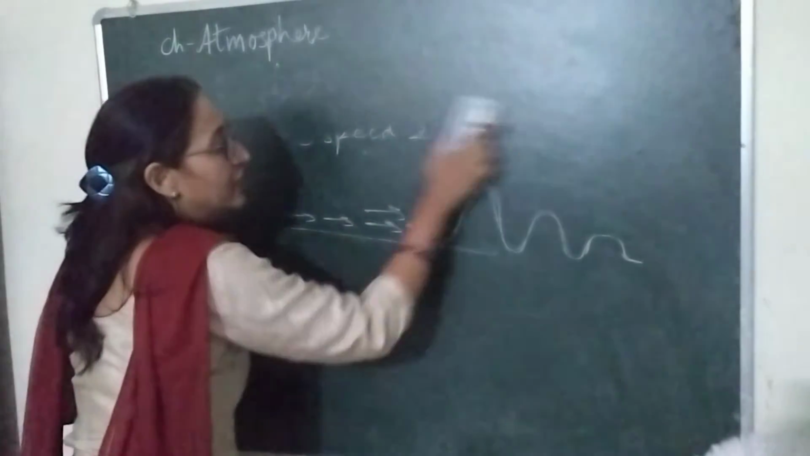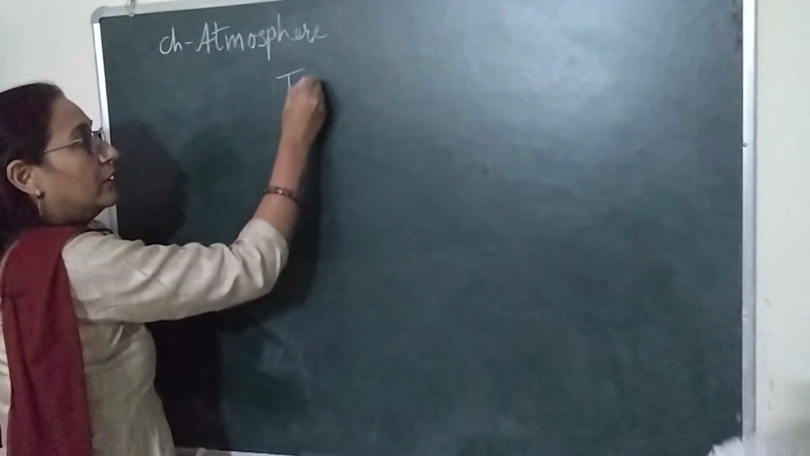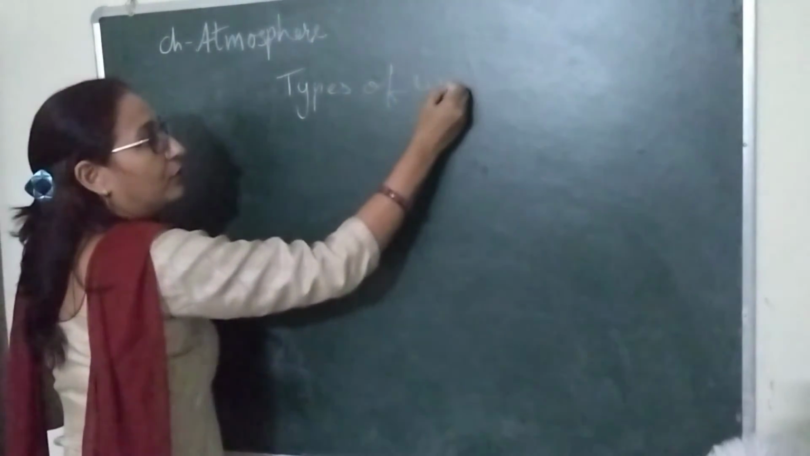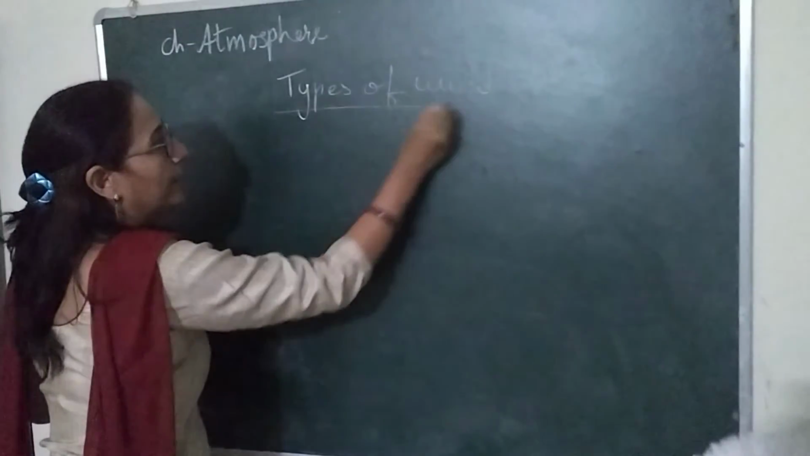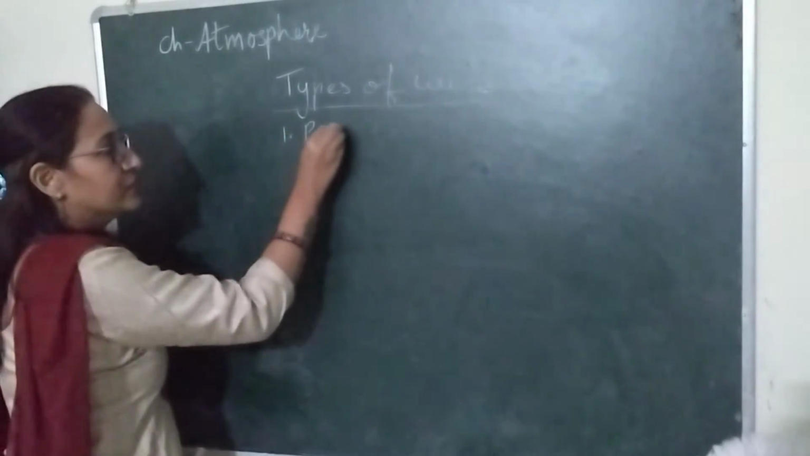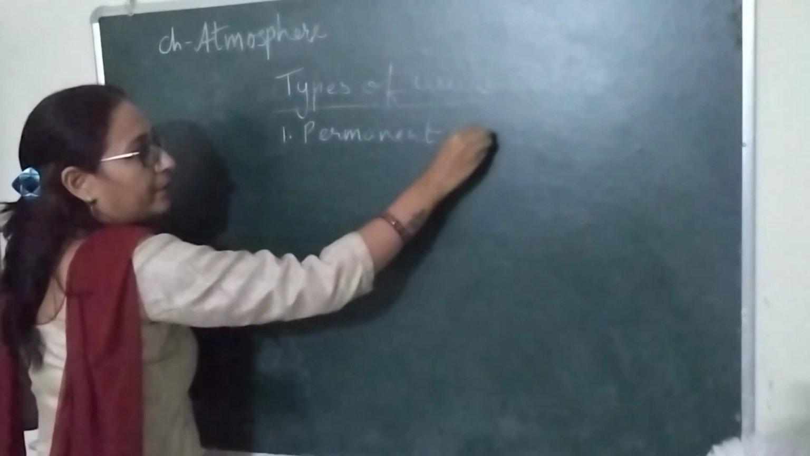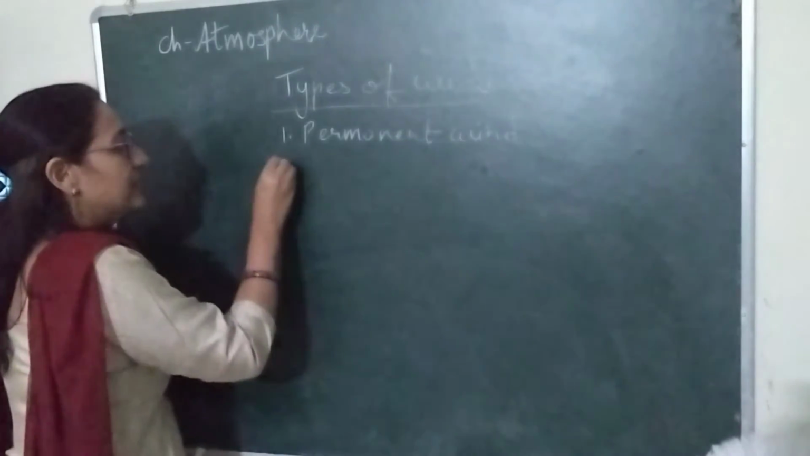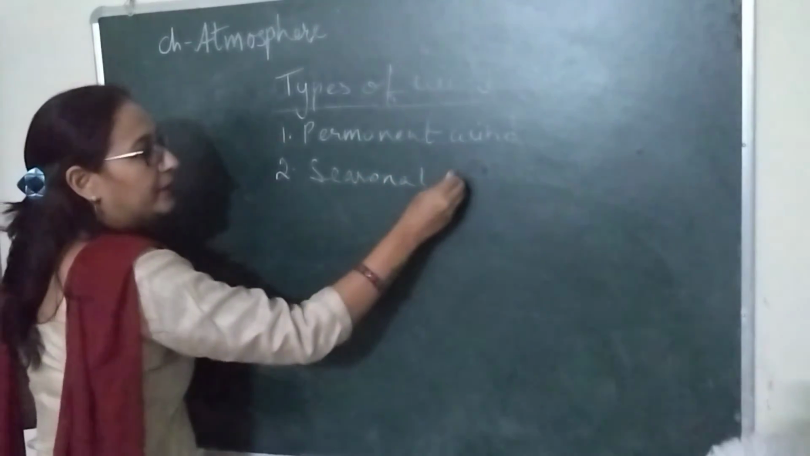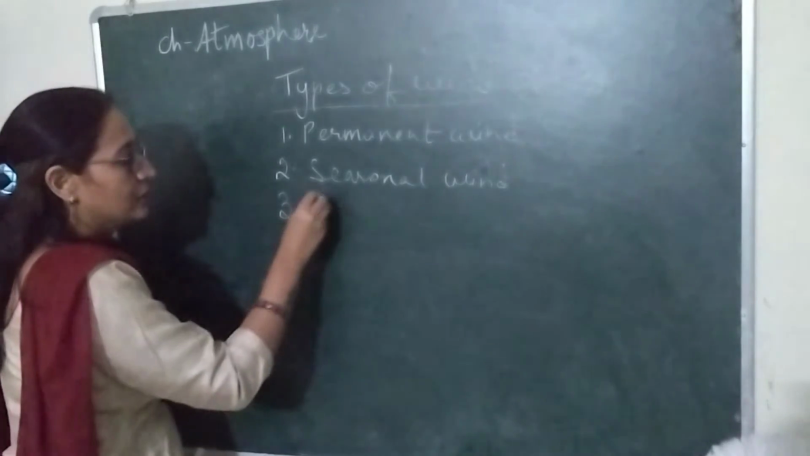Now we have to start the next part, that is types of wind. There are three types of wind. One is permanent wind. Next is seasonal wind. Third one is local wind.